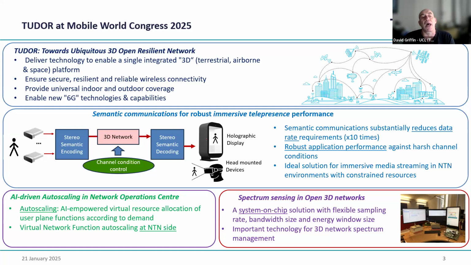The second one is on AI-driven auto-scaling. So here we have a network operations center. The network operations center is essentially the brains of a communications network. This is where the management and the orchestration is done. So the underlying network capabilities these days are provided by software, which is running in commodity clouds rather than in physical boxes, which used to be done in the olden days.